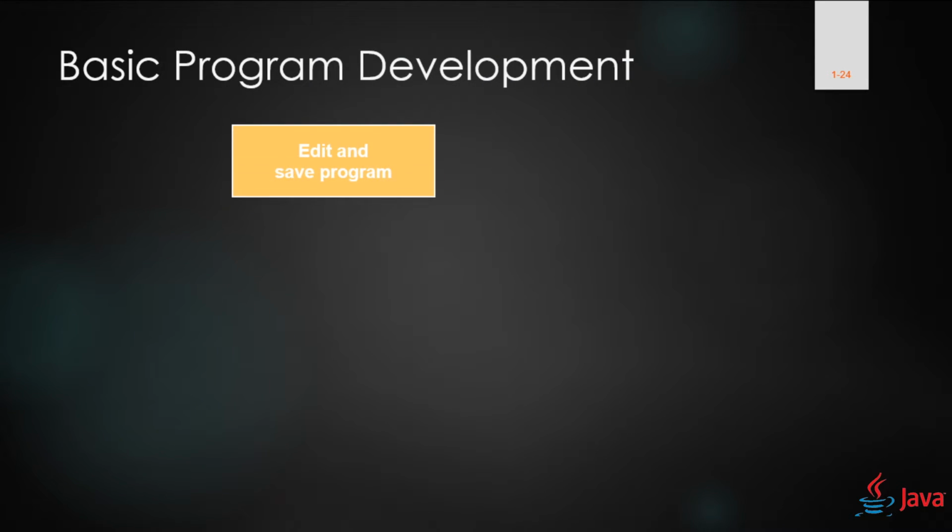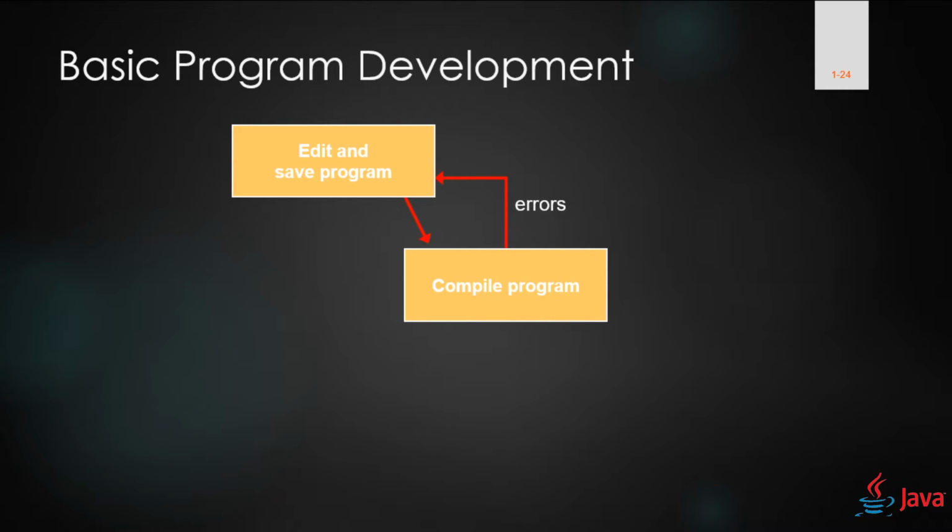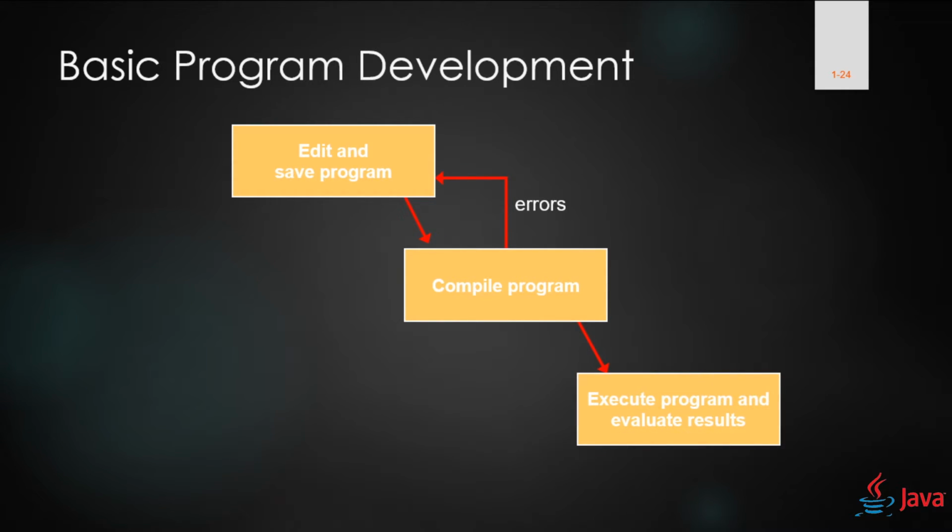In short, basic program development is as follows. In this flowchart, we can see we edit and save a program, then it reaches the step where we compile the program. If it finds errors, it stops, but if it does not find errors, it executes the program and evaluates the results.